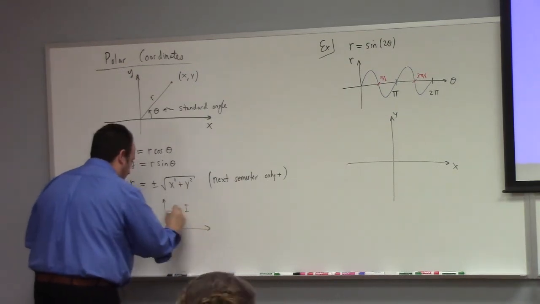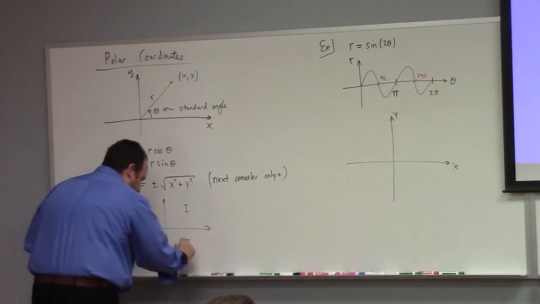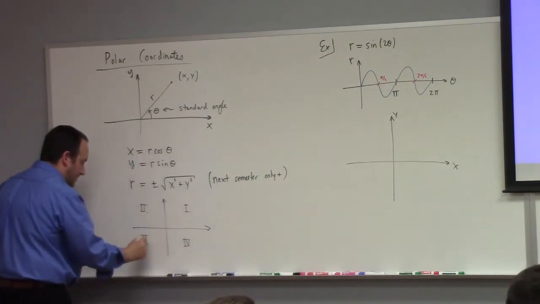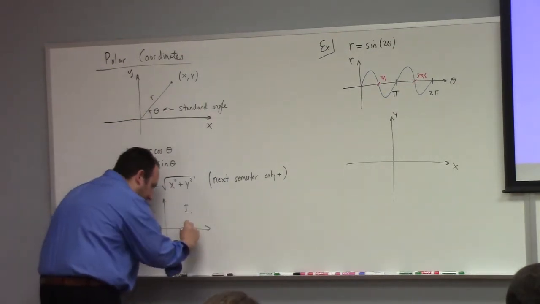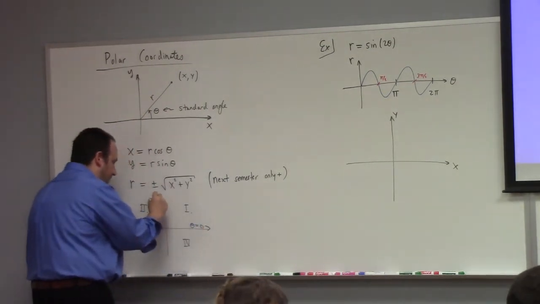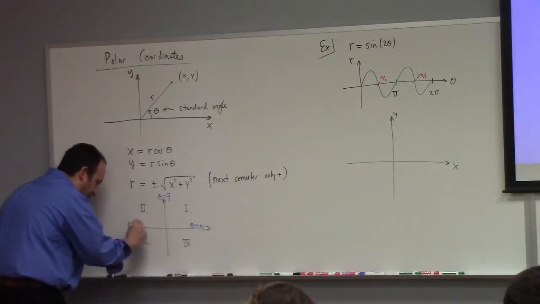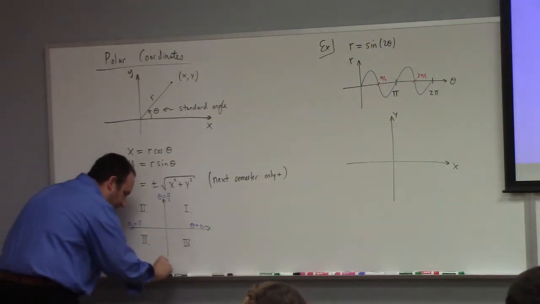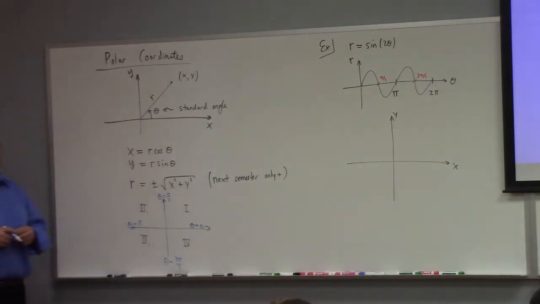This is quadrant 1, this is quadrant 2, this is quadrant 3, this is quadrant 4. In quadrant 1, we've got theta equals 0 here. Up here, you've got theta equals pi over 2. This one's theta equals pi. Down here, we've got theta equals 3 pi over 2. In case you forgot, that's how the angles work.